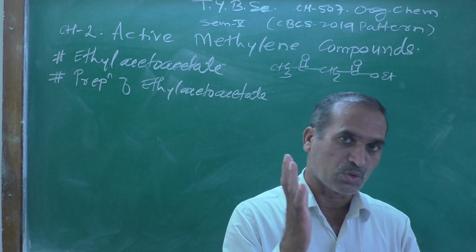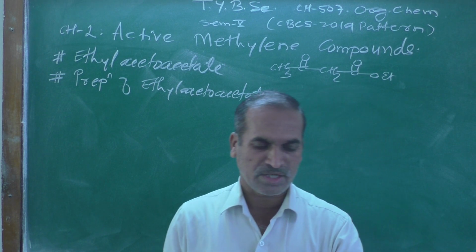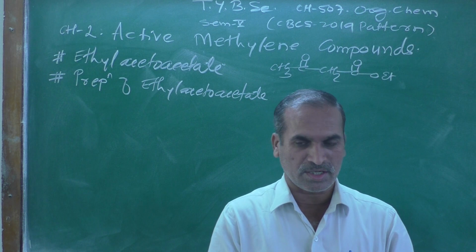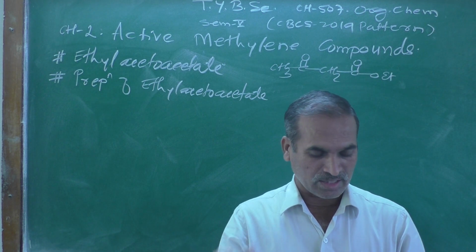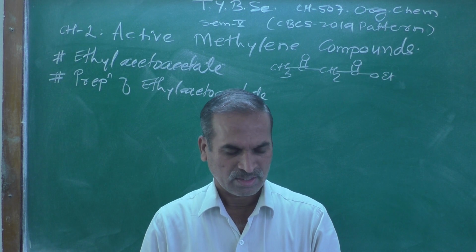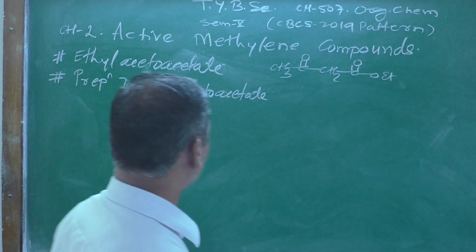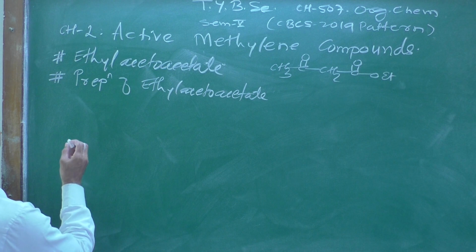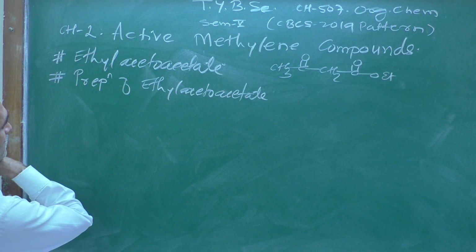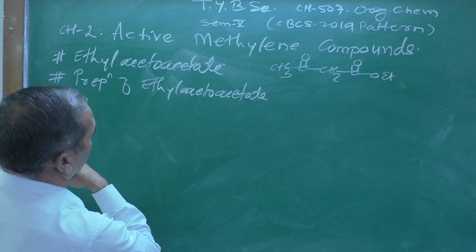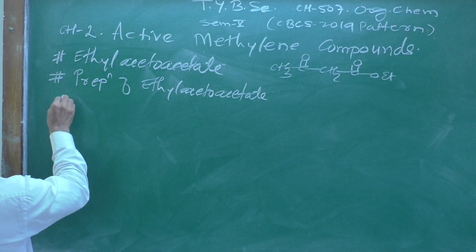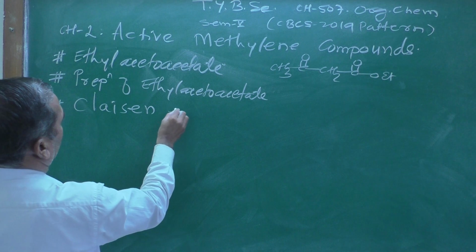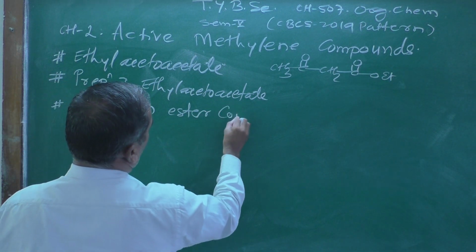or sodamide, undergo condensation reaction to give beta keto ester, or acetoacetic ester, or ethyl acetoacetate. And what is that Claisen ester condensation? Let us see. This preparation of ethyl acetate can be synthesized by using Claisen ester condensation. Let me give here Claisen ester condensation.